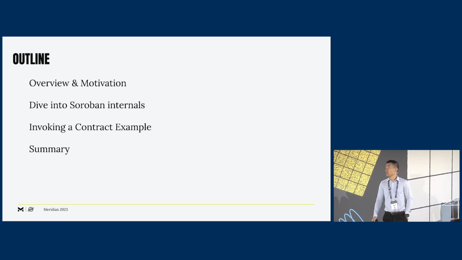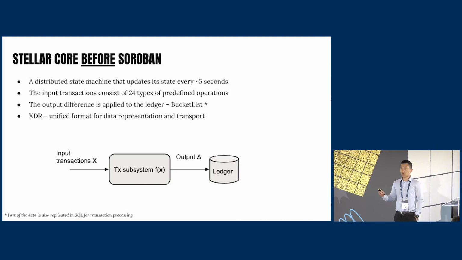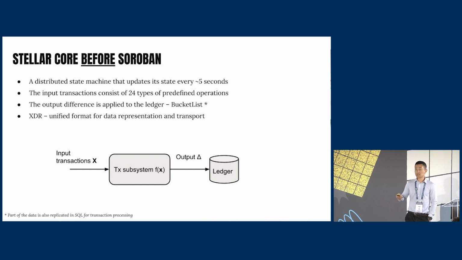All right. So what is Stellar Core? I'm sure most of you are already familiar with it. Stellar Core is a distributed state machine. So basically, at the heart of Stellar Core is a transaction subsystem that is just a function that takes certain input and produces certain output. And the input consists of a set of transactions, and the output consists of the changes to the ledger which get applied to the ledger, which is a bucket list and SQL.